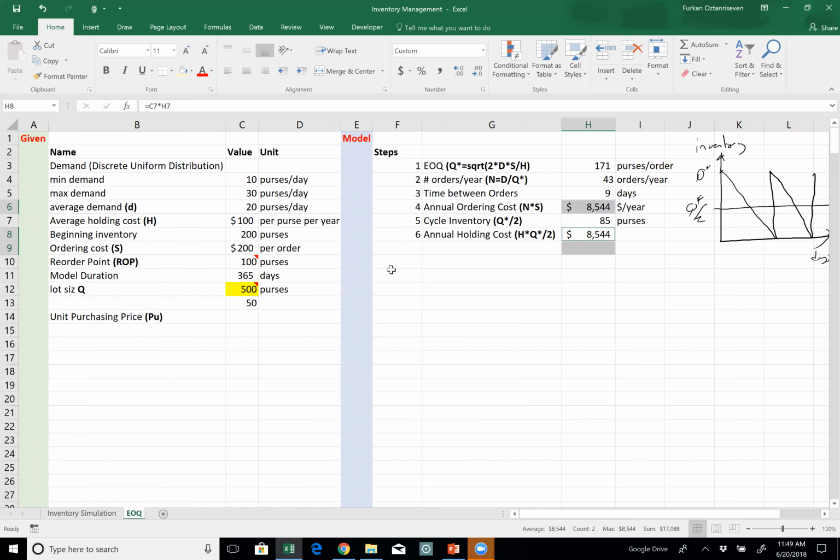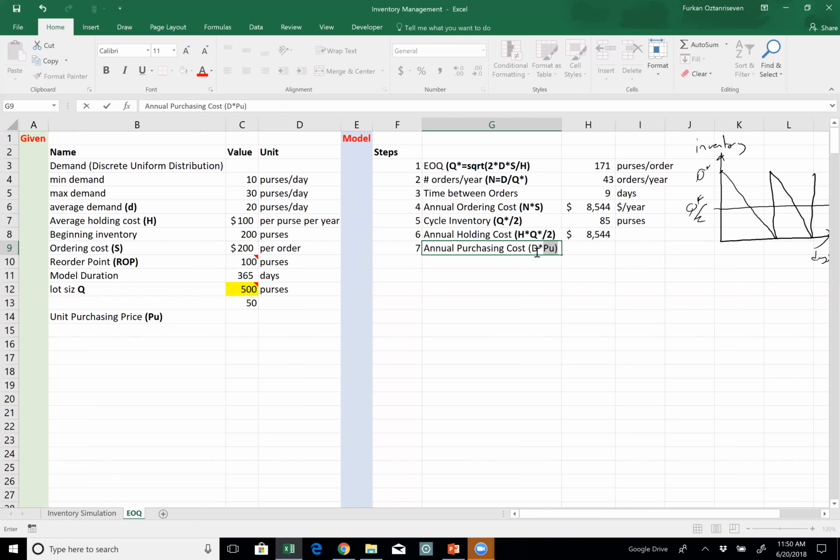Right? In step number 7, I would like to calculate the annual purchasing cost. This is something new. I was not considering this in my inventory simulation. Annual purchasing cost. So in this model, as you understand, we are purchasing these components or products from our suppliers. So my annual purchasing cost is nothing more than annual demand times unit purchasing price.